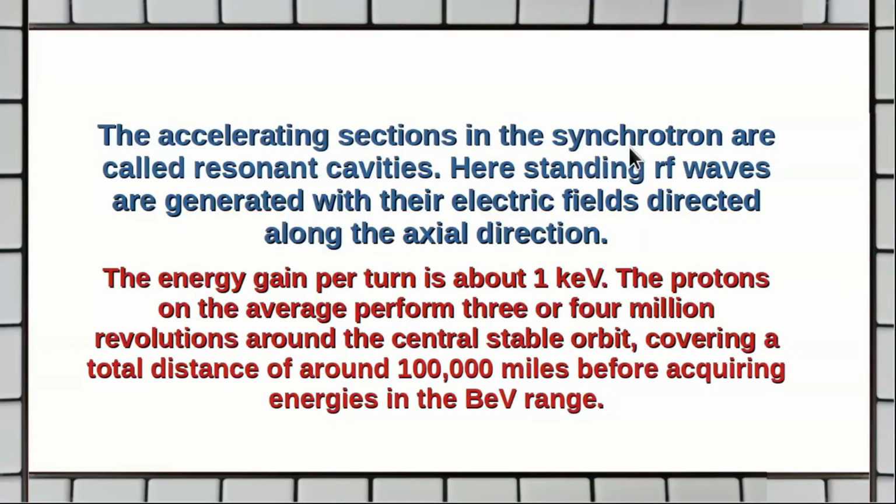The accelerating sections in the synchrotron are called resonant cavities. Here, standing RF waves are generated with their electric fields directed along the axial direction. So that is why the particles gain energy along the axial direction. The typical energy gain per turn is about 1 keV. So therefore the protons on the average perform 3 or 4 million revolutions around the central stable orbit, covering a total distance of about 100,000 miles before acquiring energies in the BeV range.